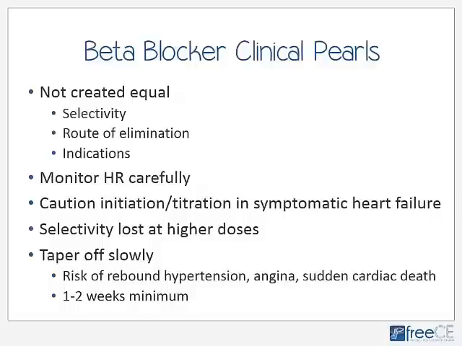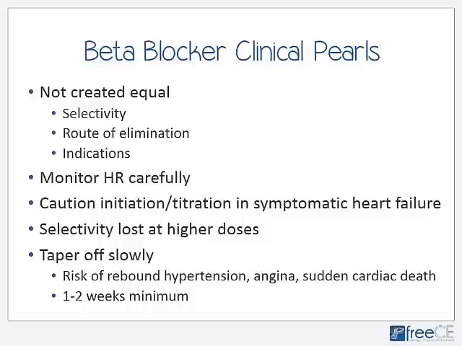All beta blockers are also not created equal. The majority of our negative data, again, is with atenolol. We don't know that that necessarily can be extrapolated to all beta blockers. There's different selectivities for the beta-1 receptors versus the beta-2 receptors. The route of elimination is different. Atenolol is primarily excreted renally. And the FDA-approved indications are different, and the indications for which the different beta blockers have evidence varies.